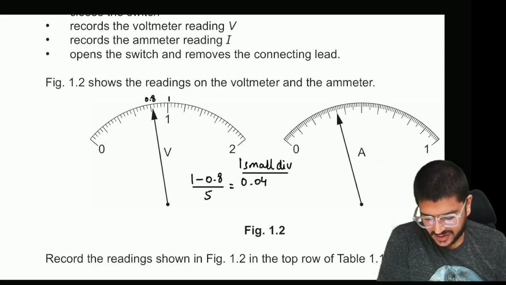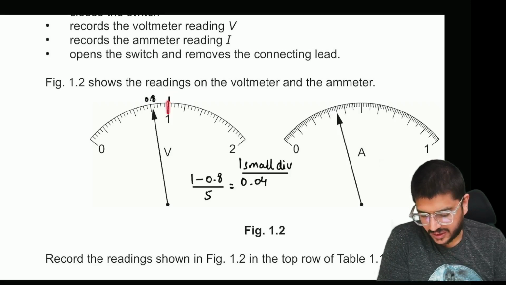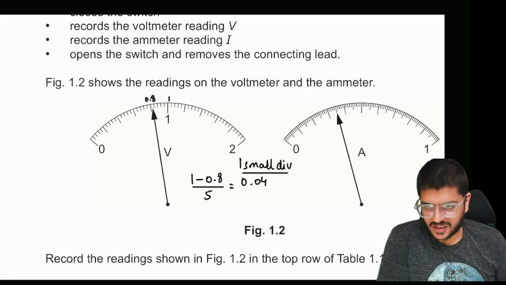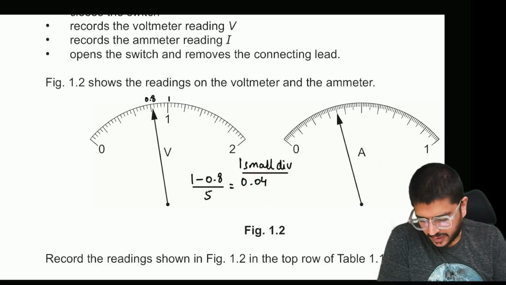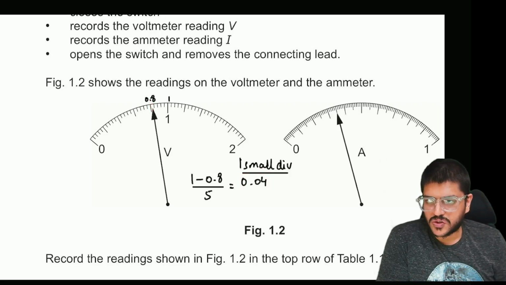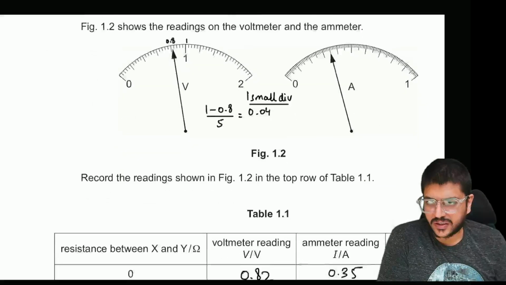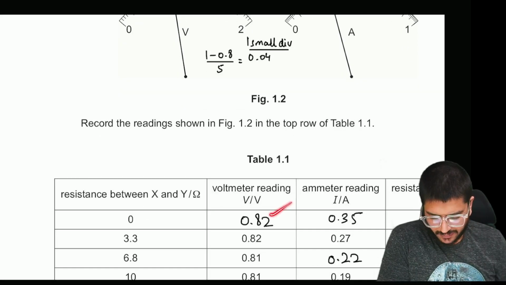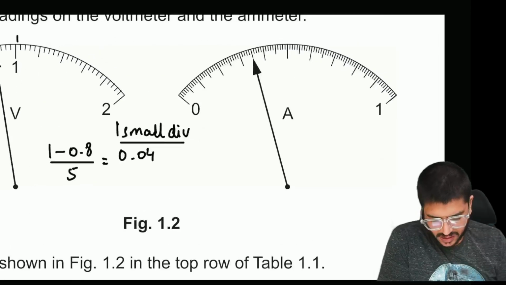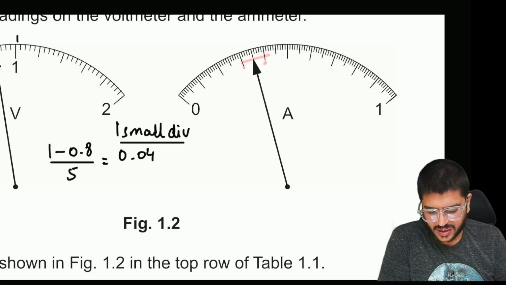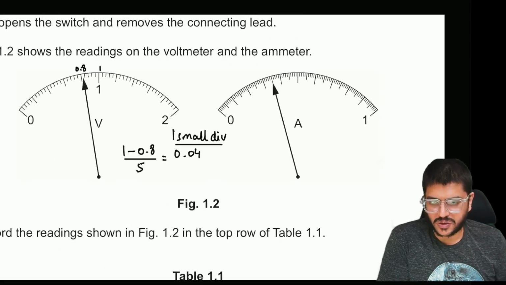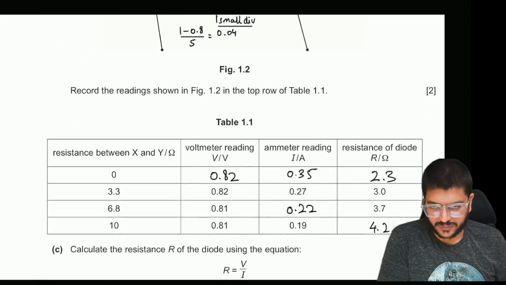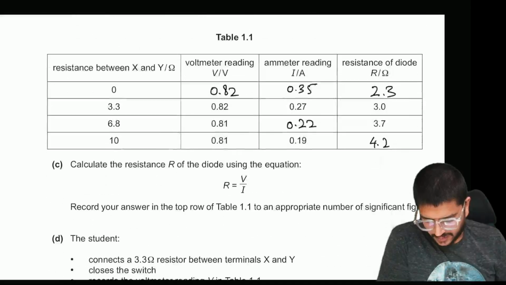So the easiest way is just note two readings, take the difference, divide by the number of gaps, so that you don't mess up on the easy marks. The smallest division is 0.04, and this needle is in the middle, so it's going to represent 0.02. So the reading on the voltmeter is going to be 0.82, and the ammeter reading, this is 0, this is 1, so this is 0.1, 0.2, 0.3, and then this is 0.35, 0.3, and 0.4. 10 divisions, each represents 0.01, so 0.35. Now, calculate the resistance.